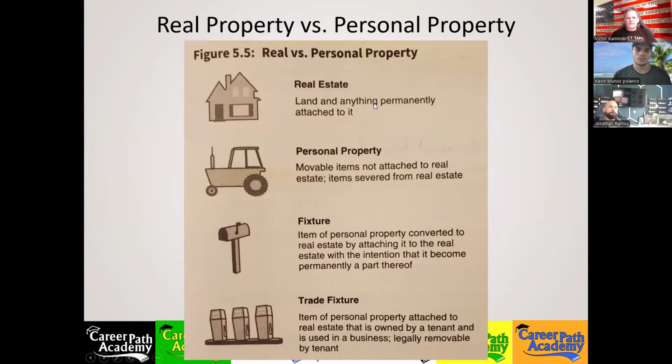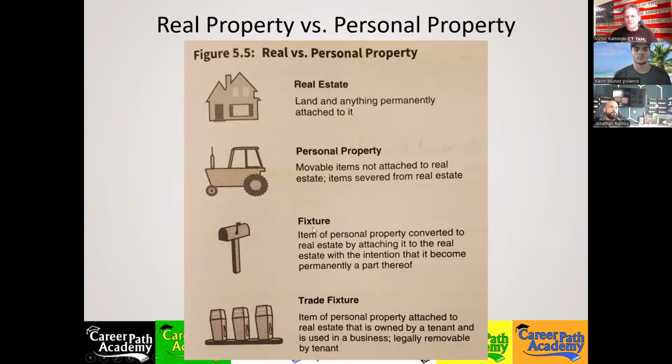Real estate is land and anything permanently attached to it. Personal property is usually movable, like your vehicles and your clothing and your furniture. Fixtures are items that were once personal property, but have now been attached to the real estate in such a manner that they became part of the real estate.